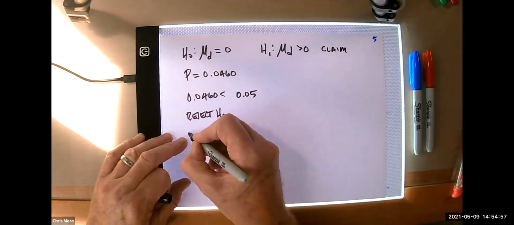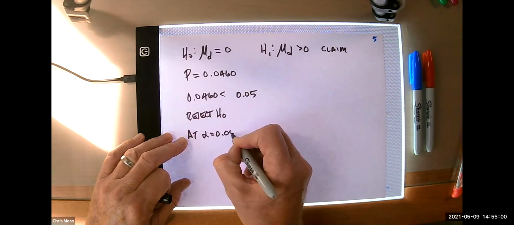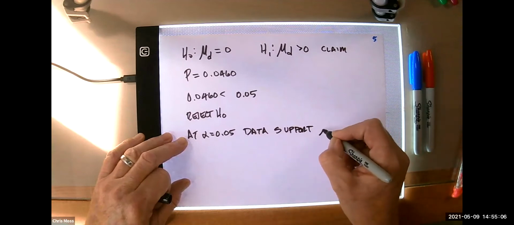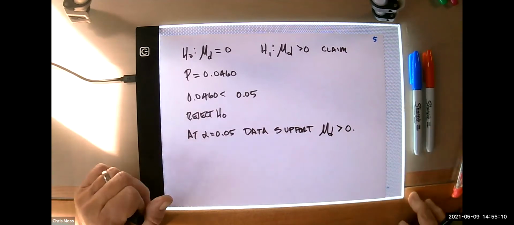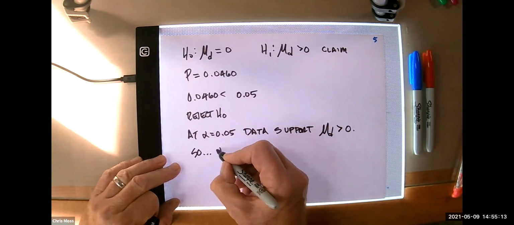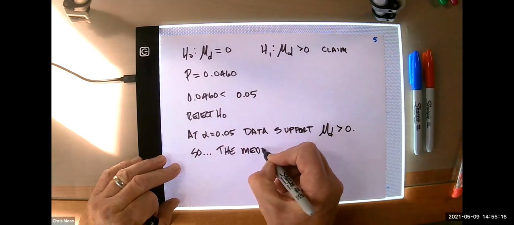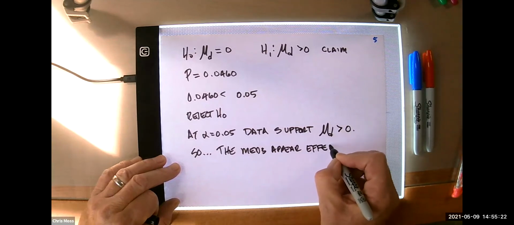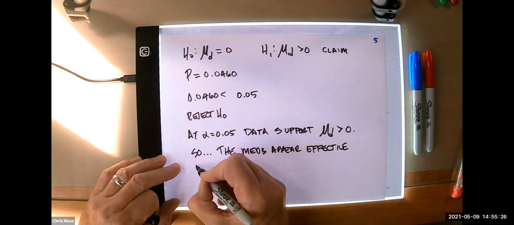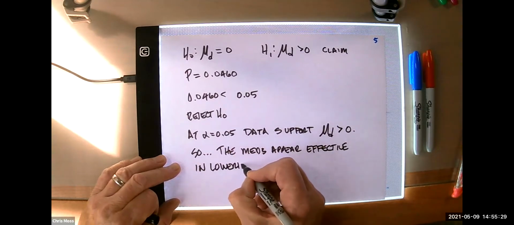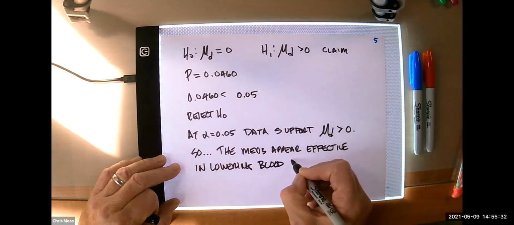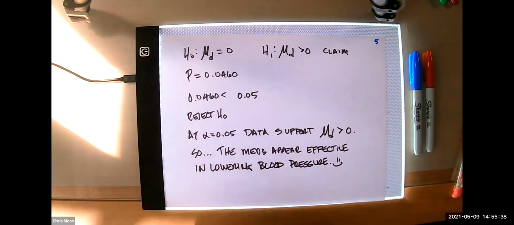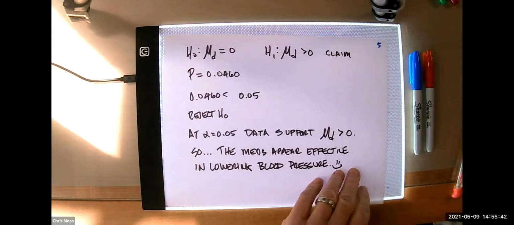So to address the original claim, at alpha equals 0.05, data support mu sub d greater than 0. What does that really mean? So the meds appear effective in lowering blood pressure. And that's a good thing. All right, so that takes care of that one.